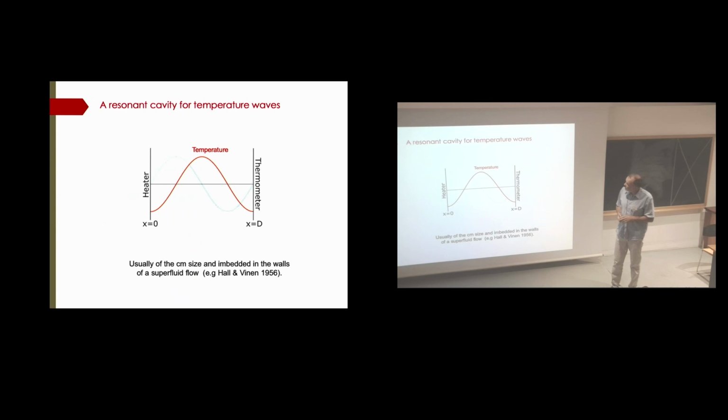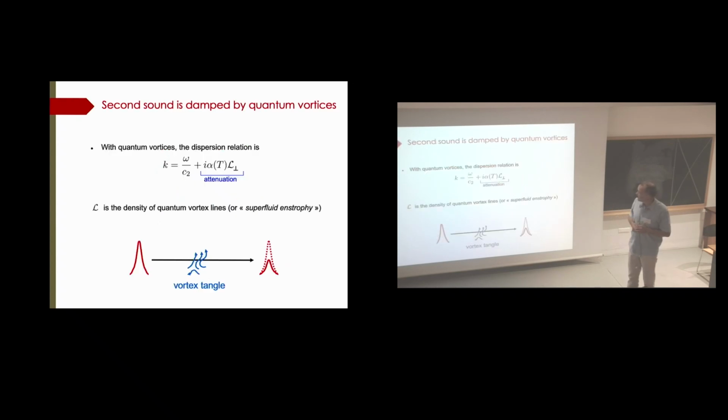To produce a temperature wave, you can use a heater. And to detect it, you can use a thermometer. And if the heater and the thermometers are on some plates which are parallel, the temperature wave will reflect, and you can make some resonances. So you can make some resonant cavity for temperature wave. So this shows, for example, the first mode of resonance. But we can have higher modes. So this technique has been used for more than 50 years in the field.